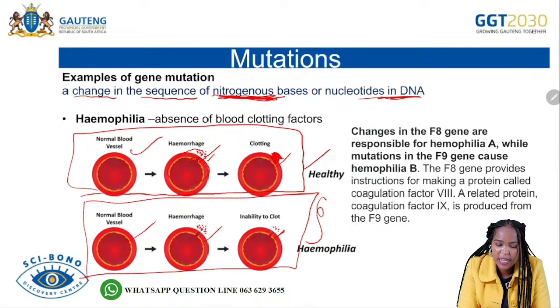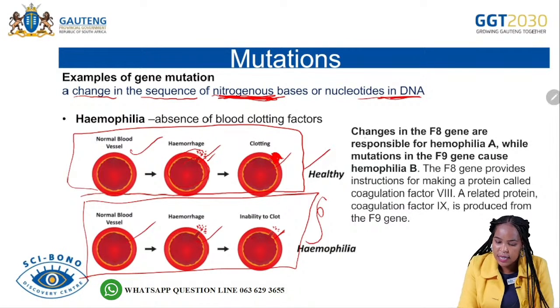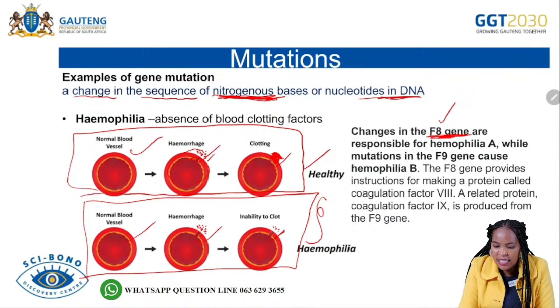So let's take a look at what happened in the people with hemophilia. With people with hemophilia, you see that there's a change in the F8 gene. Remember, we said hemophilia is an example of gene mutation. So we want to see the problem, the change in the gene. Here they are specific to tell us the F8 gene is the one responsible for hemophilia A, while the mutations of the F9 gene, or the changes in the nitrogenous bases of the F9 gene, cause hemophilia B. This is how we find people getting hemophilia.